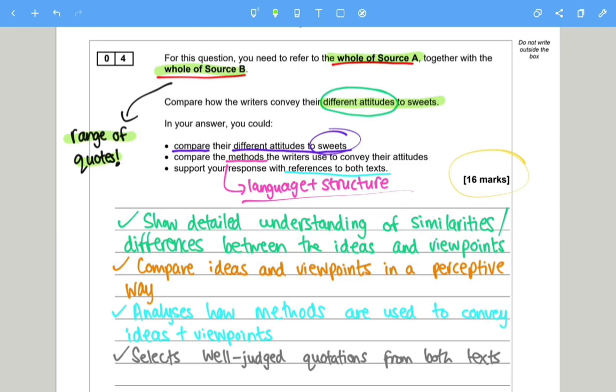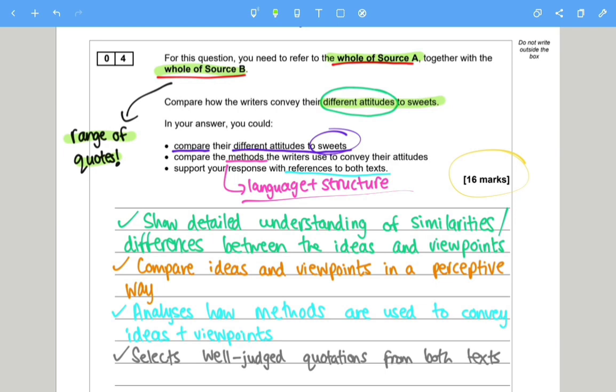Now, what do we mean by methods? Quite simply, that is referring to language and structure. So as you can see in pink, this is simply referring to using language and structure. So how has the writer used words and phrases such as verbs, adverbs, adjectives and nouns? That also includes how the writer has used language techniques. So that could include similes, metaphors, emotive language, personification, etc. That also includes sentence forms. So has the writer used a short simple sentence, a long complex sentence, a compound sentence, etc.